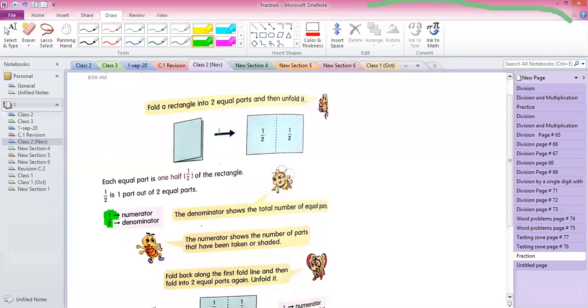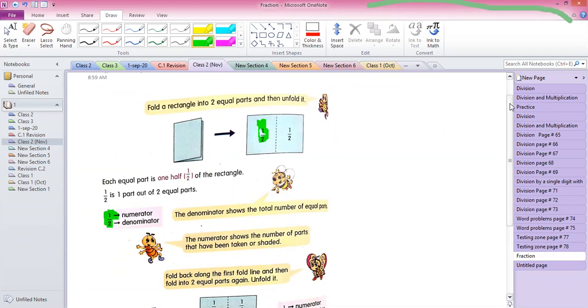And if I talk about this one, this is only one part out of two equal parts. So I will write 1 in numerator. So when we have to write the numerator, we will write only the one part out of two, or that can be out of three also, right?